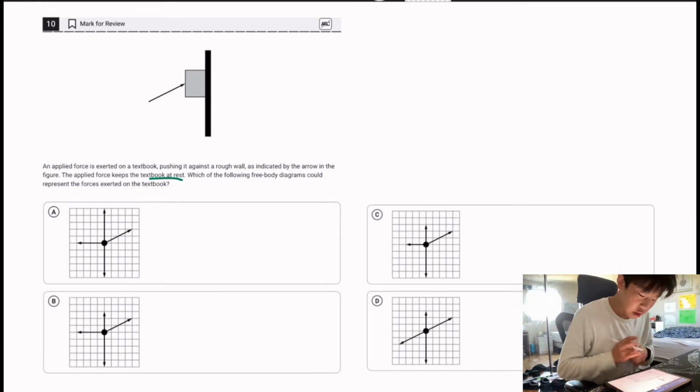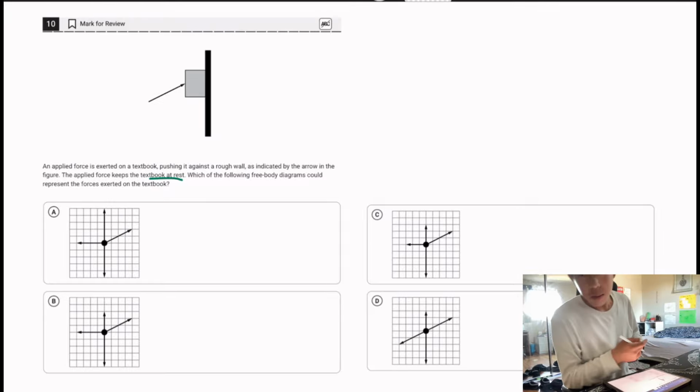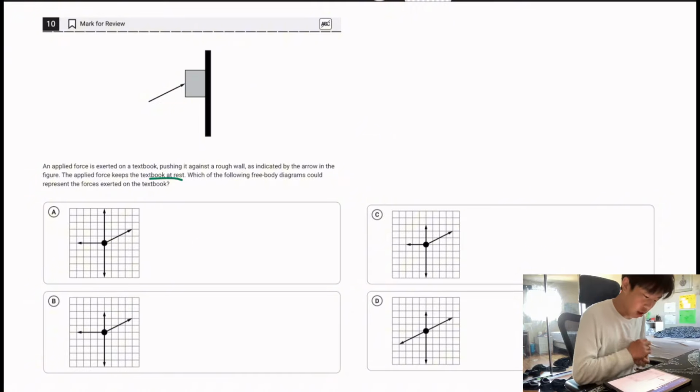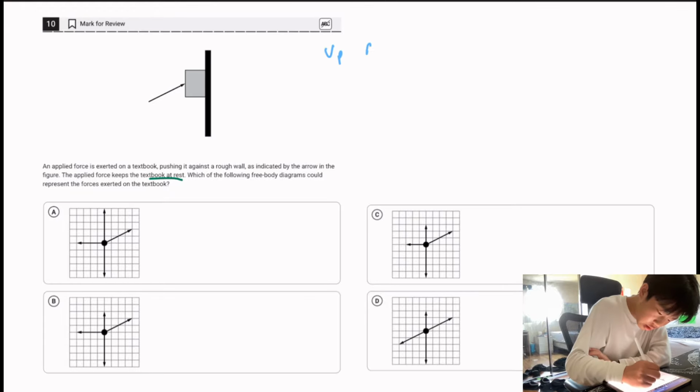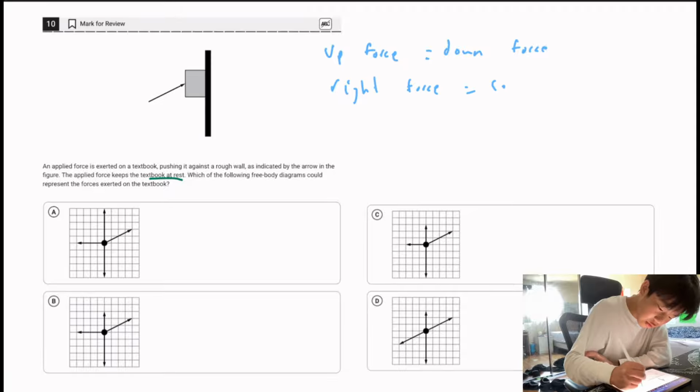Alright, so when we're looking at this question, I'm going to just let you guys read it. But basically what we need to realize is that when something is at rest, that means that the up force and the down force must cancel each other out. They must be equal to each other. Yeah, and then the right force must be equal to the left force.